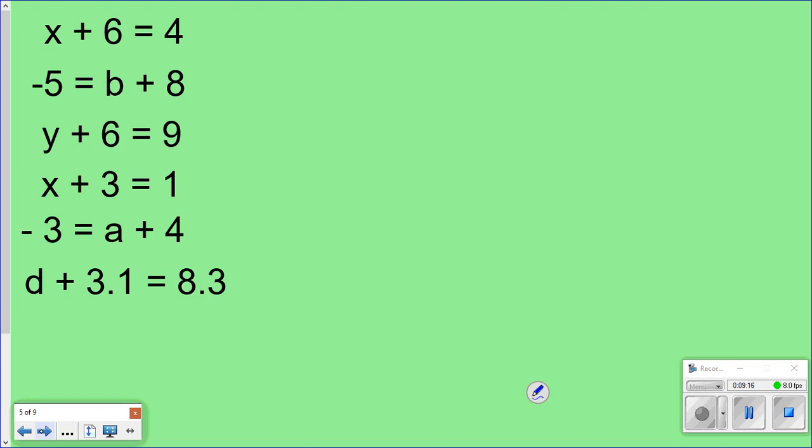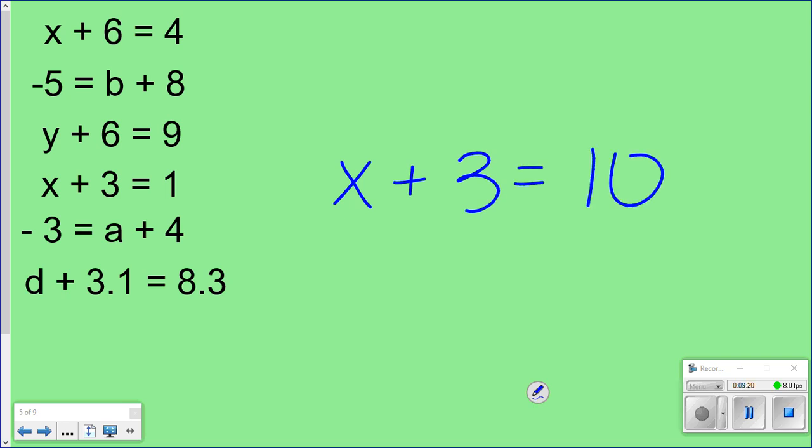Here's my problem. Let's do x plus 3 equals 10. Now, I know you already know the answer, but I have to show you how to do the work. Okay, so think of it as a balance. One side, middle, other side. All right? So I have x plus 3 equals 10. So what am I going to do to get rid of that 3?